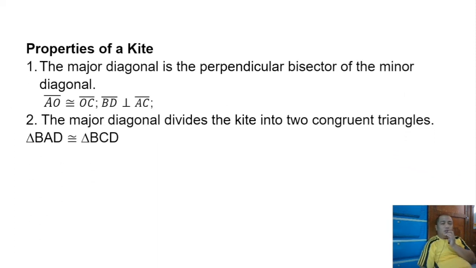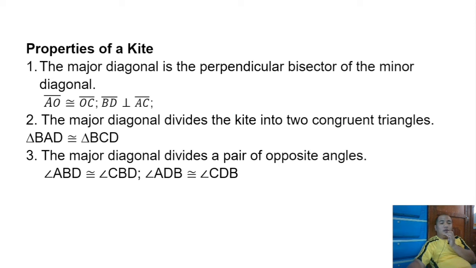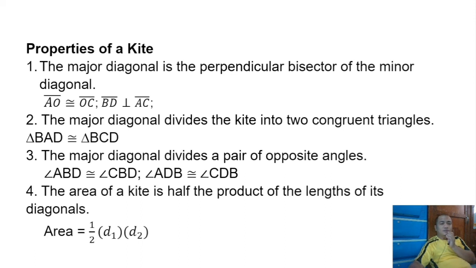The major diagonal divides the kite into two congruent triangles, triangle BAD and triangle BCD. The major diagonal also bisects a pair of opposite angles: angle ABD is congruent to angle CBD, and angle ADB is congruent to angle CDB. And the area of a kite is half the product of the lengths of its diagonals.